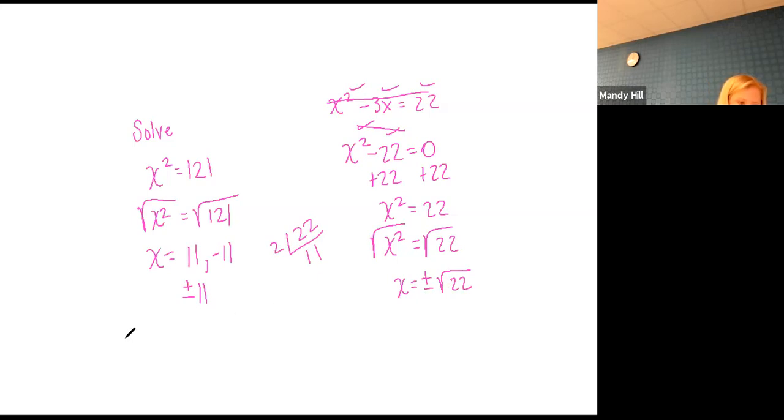What if I've got something, let me figure this out. Still solving here. If I've got x squared is equal to negative 24, well, we know to solve an x squared, we have to get rid of the x squared. We have to take the square root.